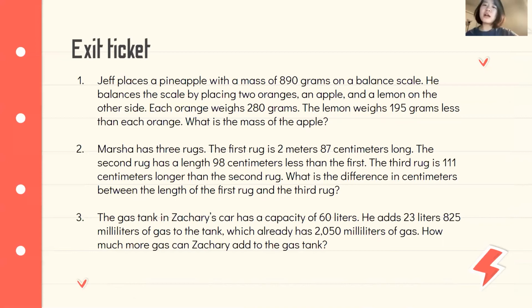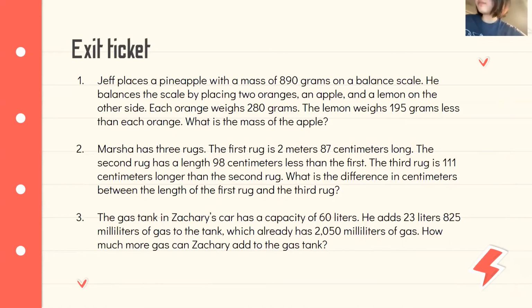Okay, so for our first question, a chef placed a pineapple with the mass of 890 grams on a balance scale. He balanced the scale by placing 2 oranges, an apple, and a lemon on the other side. Each orange weighs 280 grams. The lemon weighs 195 grams less than each orange. What is the mass of the apple?